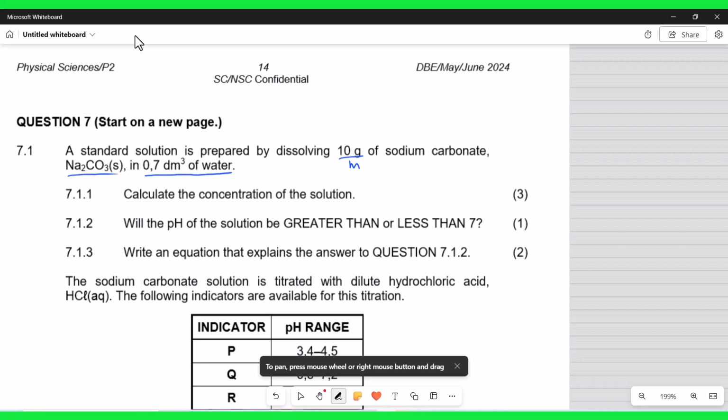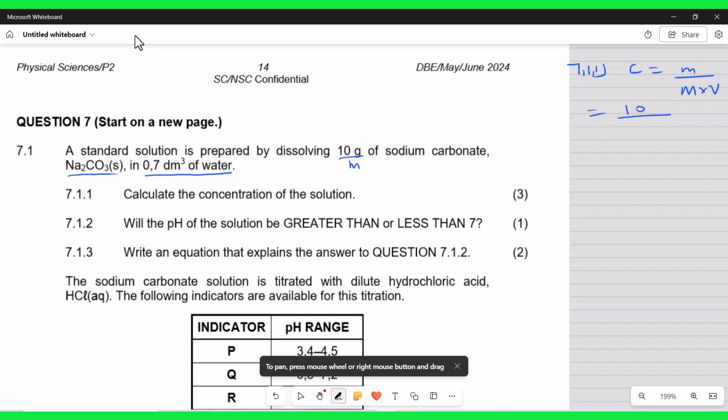Now, to get the concentration depends on the available information. Once we have the mass and the volume and we can get the molar mass, then our concentration, 7.1.1, is given by C equals the mass divided by the molar mass, then times the volume. In this case, the mass given to us is 10 grams. We're going to say 10 divided by the molar mass.